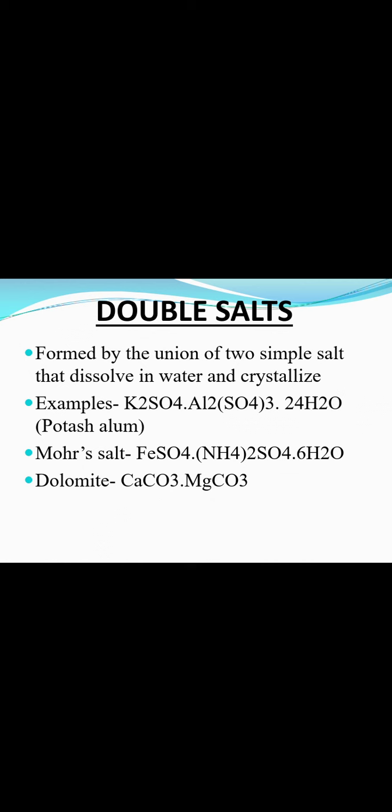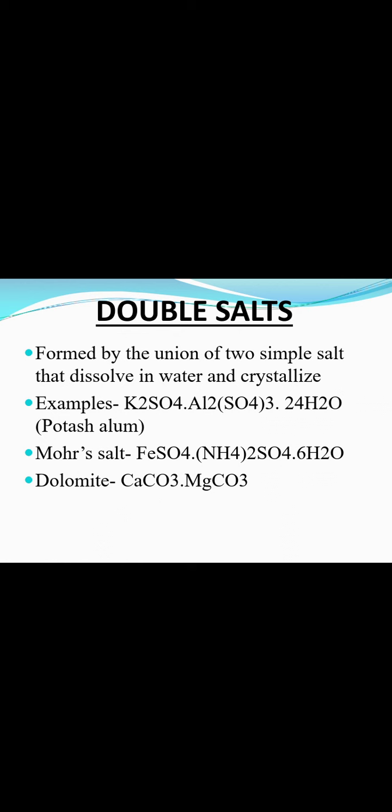Next, what do you mean by double salts? These are formed by the union of two simple salts. When two simple salts combine, they dissolve in water and then crystallize. For example, K2SO4.Al2(SO4)3.24H2O, that is potash alum. So this is a combination of two simple salts.